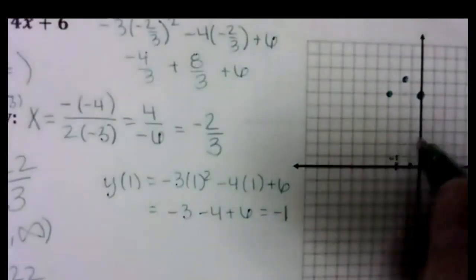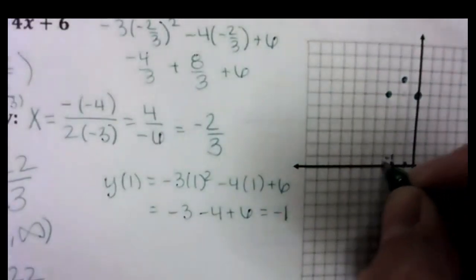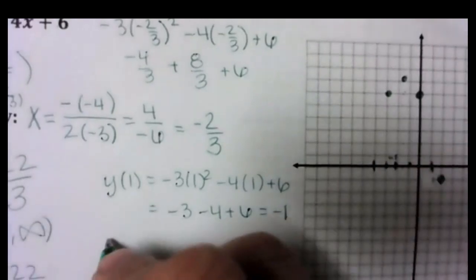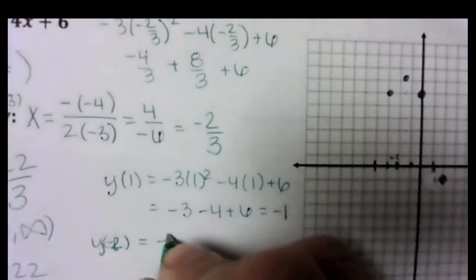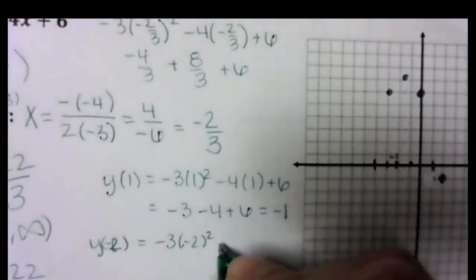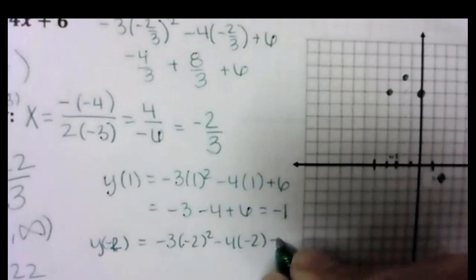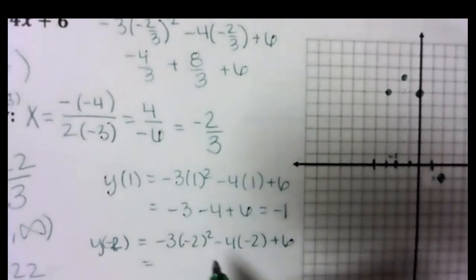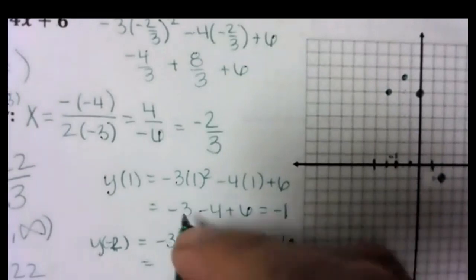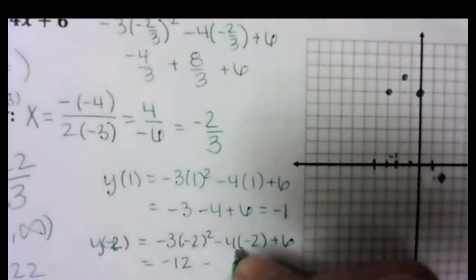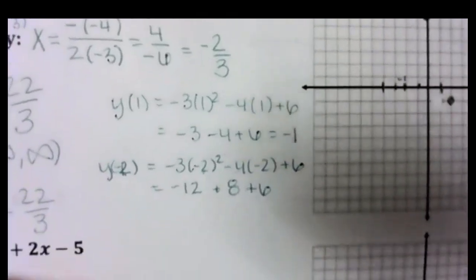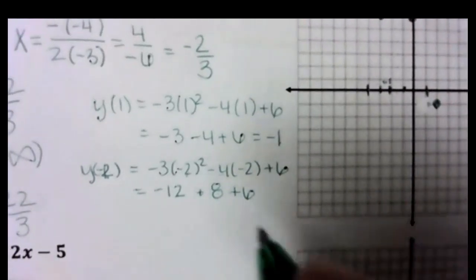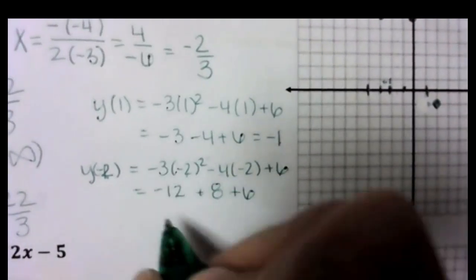Okay. And then maybe I want to plug in negative 2. So you find y of negative 2. So you have negative 3 times negative 2 squared, minus 4 times negative 2 plus 6. So negative 2 squared is 4. 4 times negative 3 is negative 12. Negative times a negative is a positive 8, plus 6. So 8 plus 6 is 14. 14 minus 12 is 2.